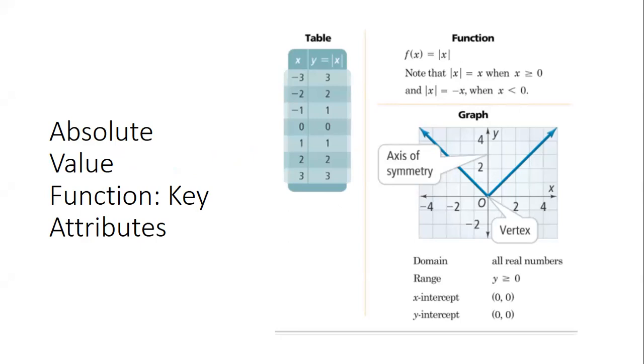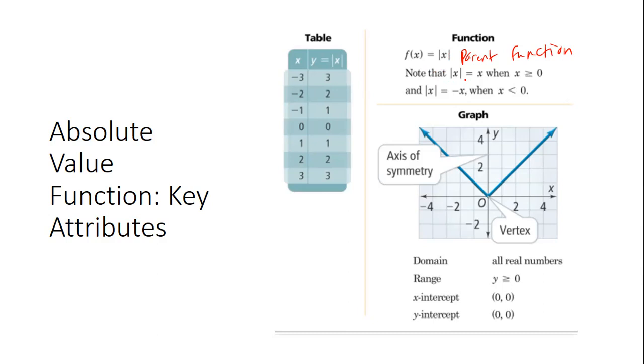Do we all remember the absolute value function from Algebra 1? It was the V-shaped function. Is that ringing any bells? Okay, well, this is your absolute value function, and this is its parent function. The parent function is where everything starts and comes from, right? So our parent function here is f of x equals the absolute value of x, okay?